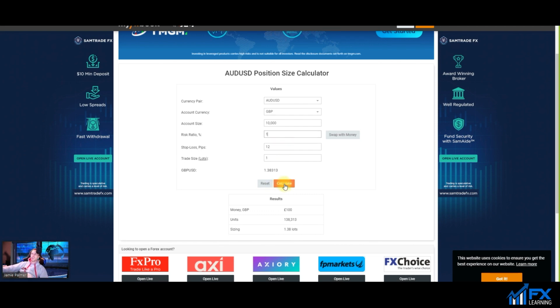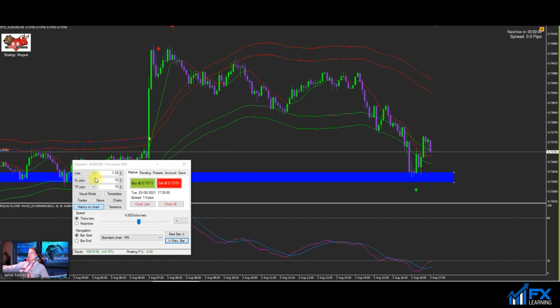I'm just going to calculate it manually. Where's my phone? I'm going to reduce the risk. I'm going to make this half. So I'm not risking 1% now. I'm going to reduce it to half, 0.5%. So 1.15 divided by 2 equals 0.57 lot size. And my stop loss was 12 pips. So 12 pip stop loss, 12 pip take profit.